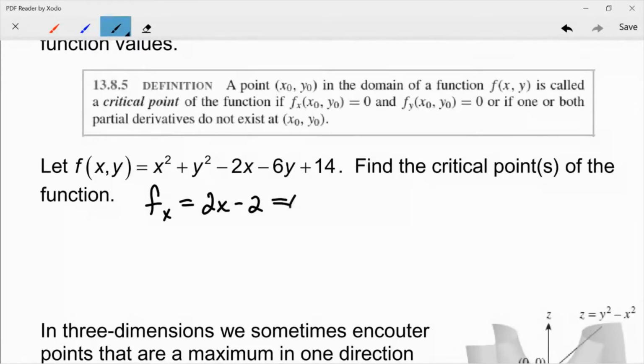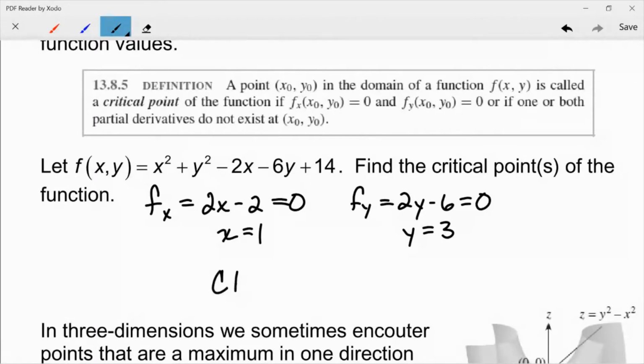If I set that equal to 0, I'm going to find that x is equal to 1. So that's going to be potentially my x coordinate for my critical point, assuming that I can find a y value to correspond to that. So for my y partial, when I take my partial derivative, I get 2y minus 6, set that equal to 0, and we get y is equal to 3. So we do have a point where both the x partial and the y partial are 0, and it's the point (1, 3). So I'm just going to use CP for critical point, and in this case, it would be the point (1, 3). Okay, so there's my critical point.